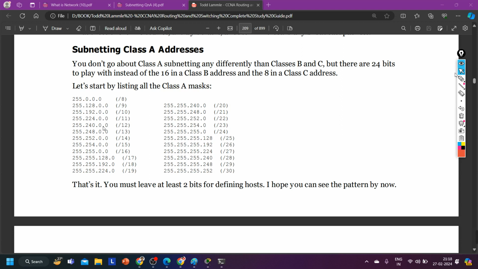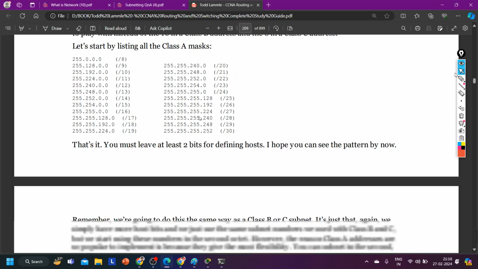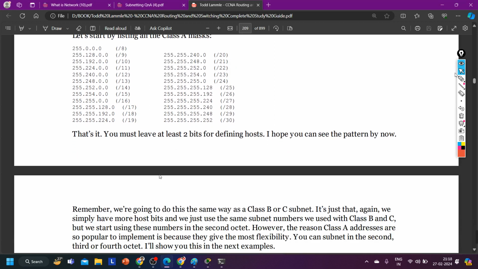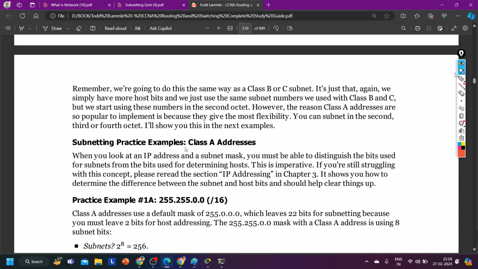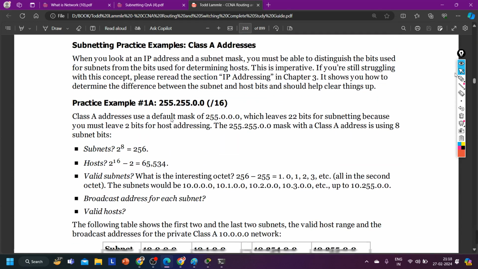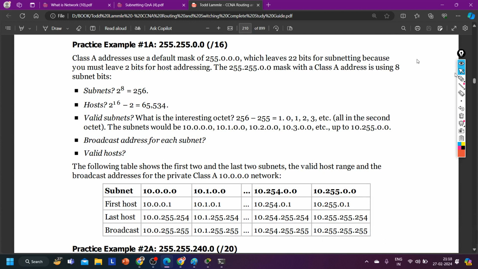Okay, so you can see, guys, subnet masks with CIDR values. Take a look. Now, an example.